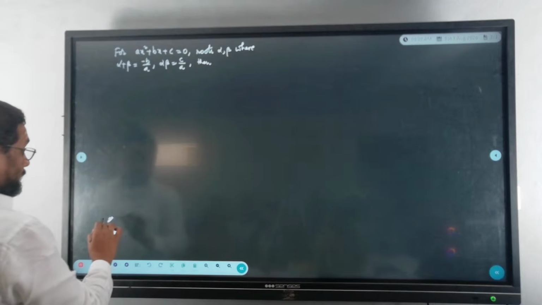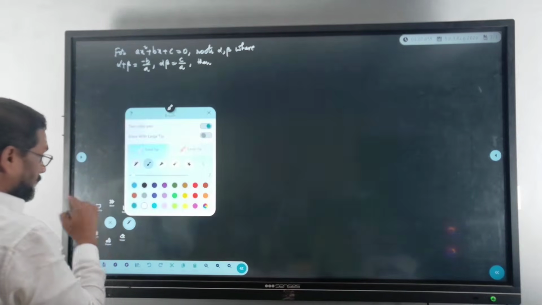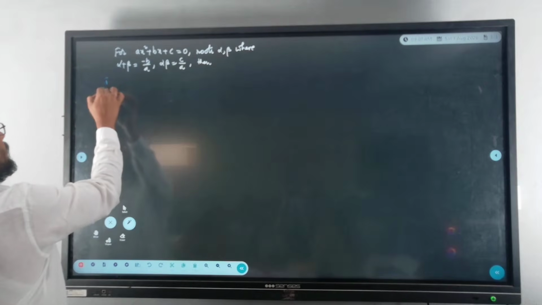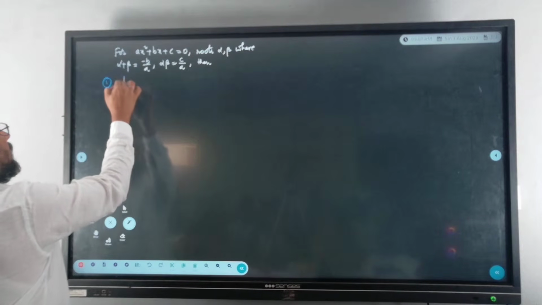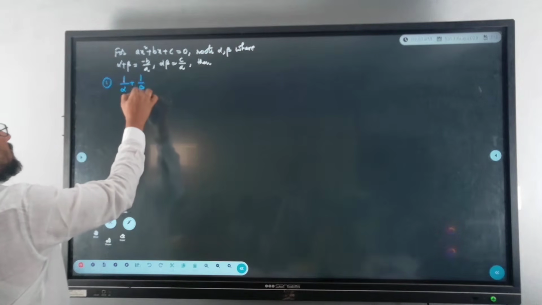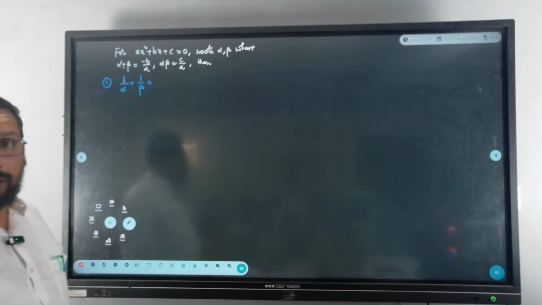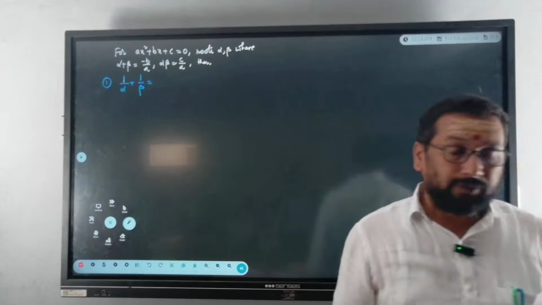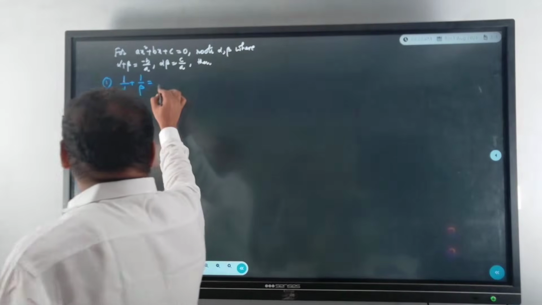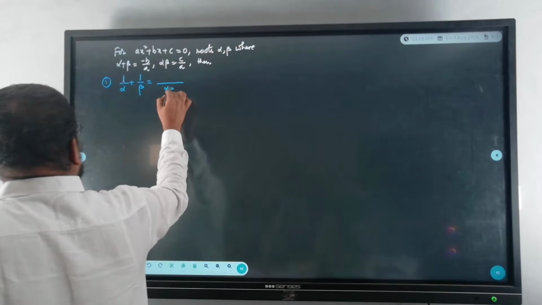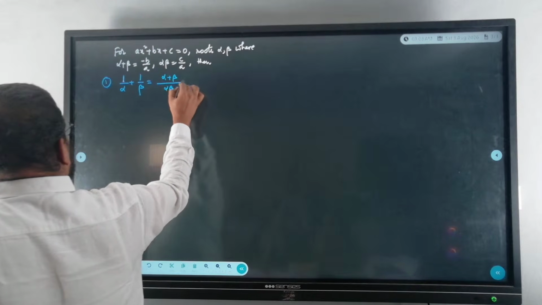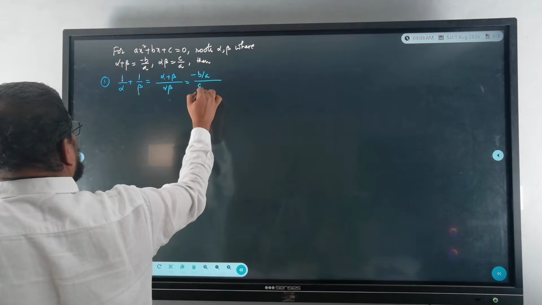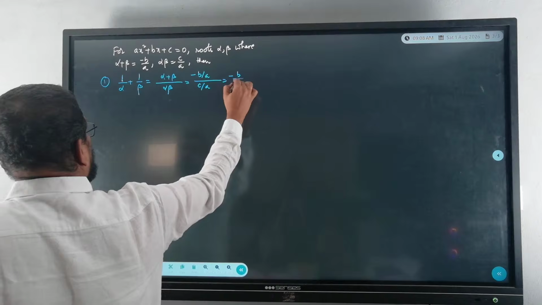First one, 1 by alpha plus 1 by beta is what? What is LCM here? Alpha beta. You know alpha plus beta is minus b by a, upon alpha beta, c by a. That is equal to minus b by c.